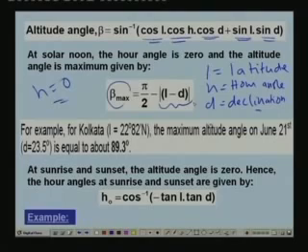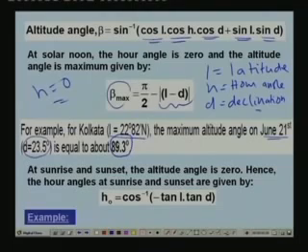So once you know the latitude and declination, you can calculate the maximum altitude angle on any given day. For example, take the example of Kolkata. For Kolkata the latitude is 22.82 degrees north, and I want to find out the maximum altitude angle on June 21st. On June 21st the declination D is 23.5 degrees. So beta max is pi by 2 minus the absolute value of 22.82 minus 23.5, which is equal to 89.3 degrees.